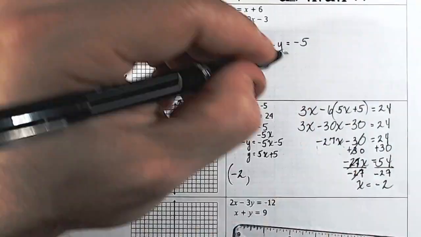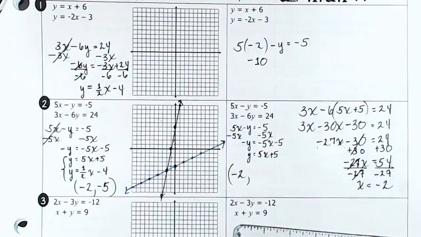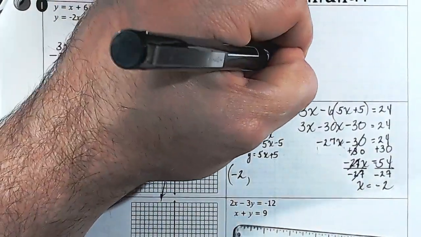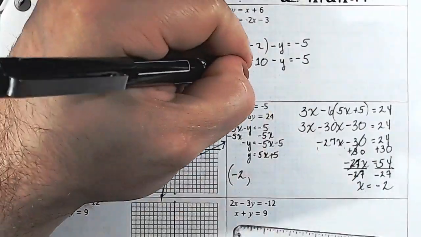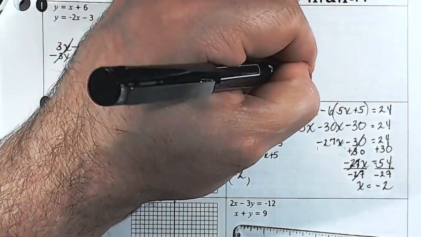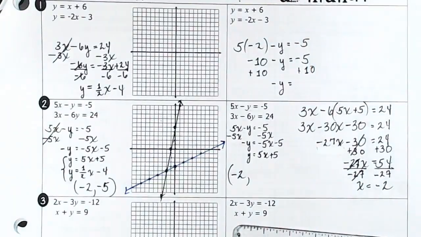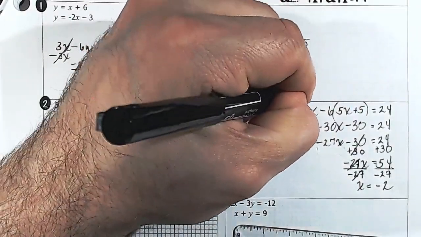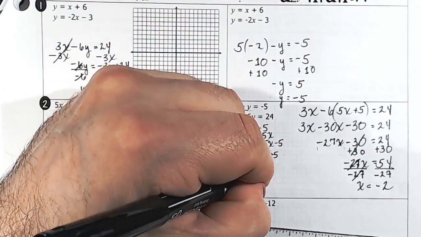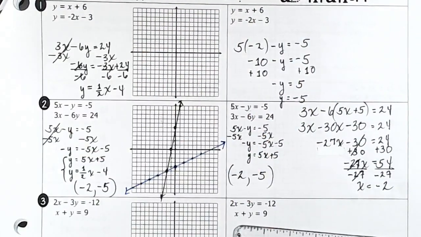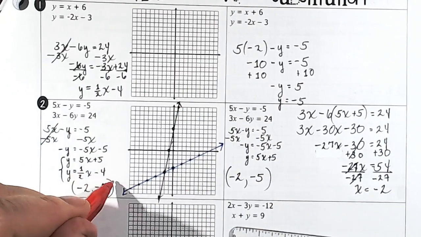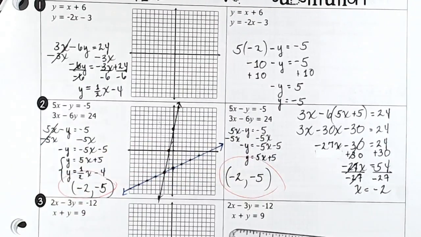Okay, so 5 times negative 2 is negative 10, minus y equals negative 5. We'll add 10 to both sides. And I have negative y equals negative 5 plus 10, which is just 5. And just change the signs, because it's negative y equals 5, then y equals negative 5. Okay, so negative 2 comma negative 5. The good news is we found the same things in both of our examples here.